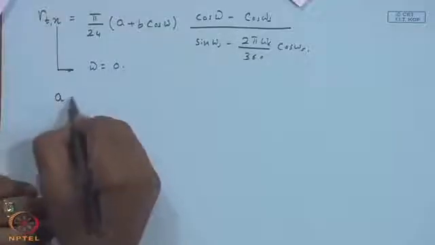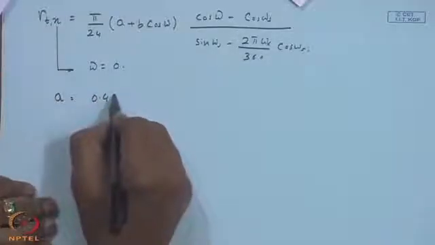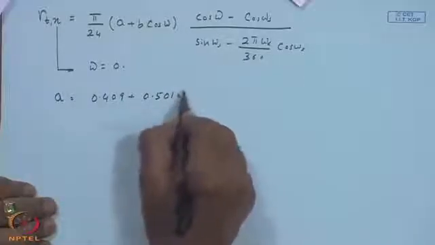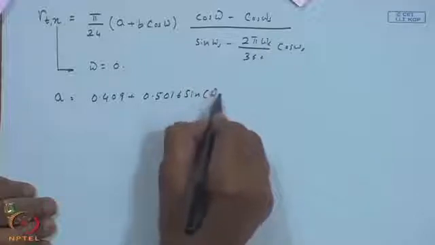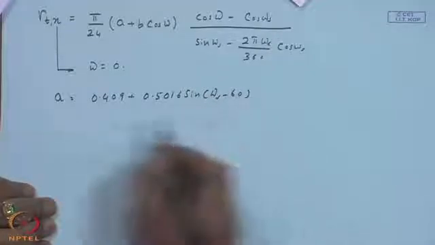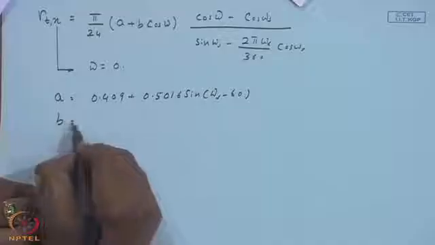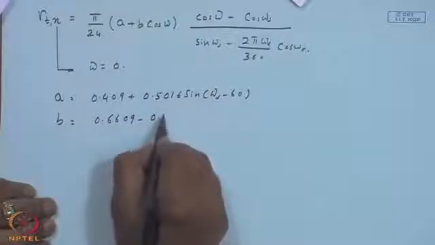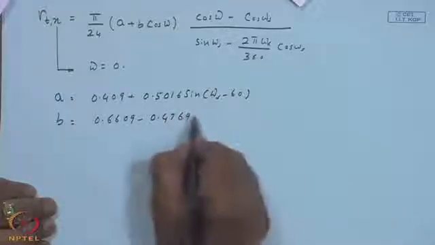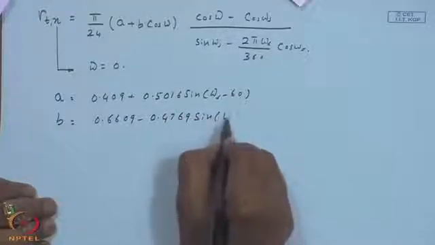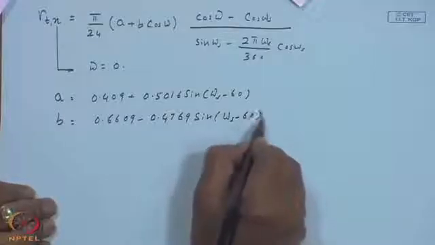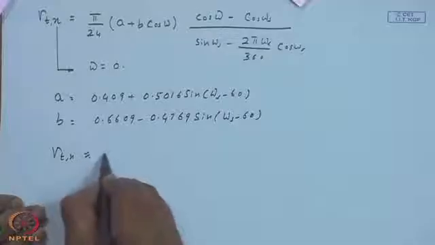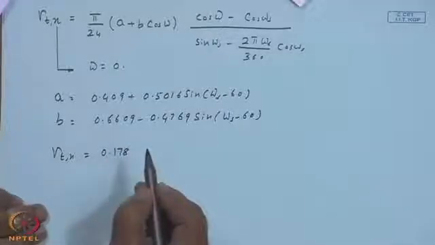A is 0.409 plus 0.5016 sin (omega s minus 60), and B is 0.6609 minus 0.4769 times sin (omega s minus 60). So, if you calculate, R T n will be 0.178.